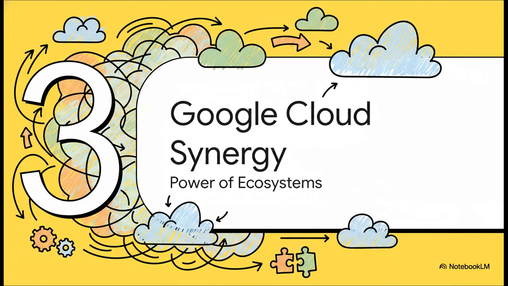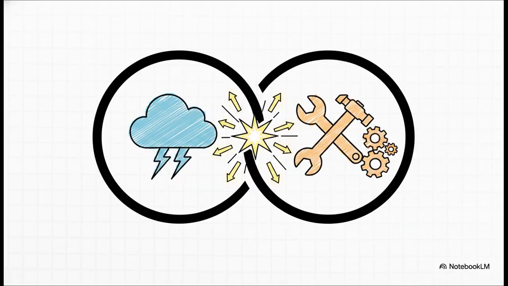Okay, moving on to our third section, Google Cloud synergy and the immense power of ecosystems, because where this revolutionary acceleration takes place is absolutely crucial. So the really crucial point here is how these elements perfectly overlap. You don't just use the ADK in a vacuum, right? You leverage it directly within Google Cloud.